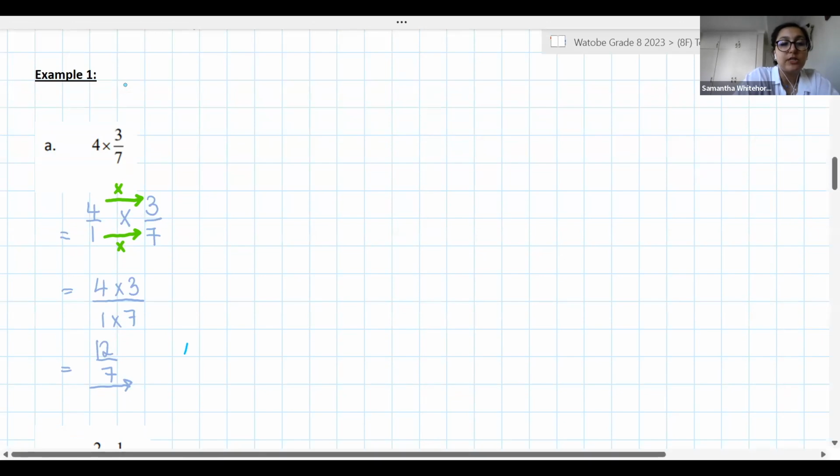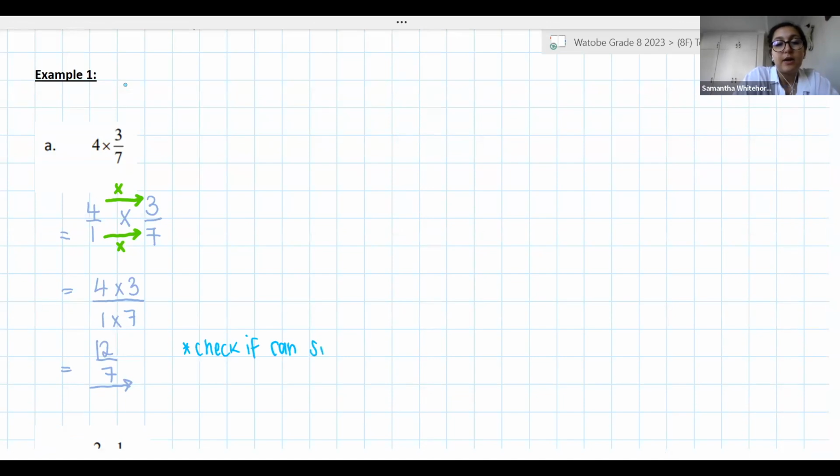Now, what we always need to do is double check if we can simplify. There's a couple different ways again to do this, but I always ask myself, is there a number I can divide into both 12 and 7, so into both my numerator and denominator, to make it simpler? In this case, there isn't. There's no number that divides into 12 and 7. And so that is my final answer. Now, some of you might want to write this as a mixed number. I don't really like mixed numbers, but that's also just a personal preference. If you wrote this as a mixed number, this would be 1 and 5/7, which is absolutely fine.